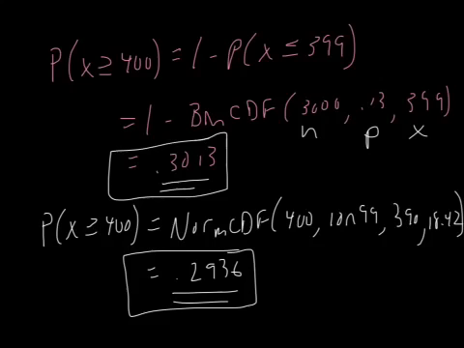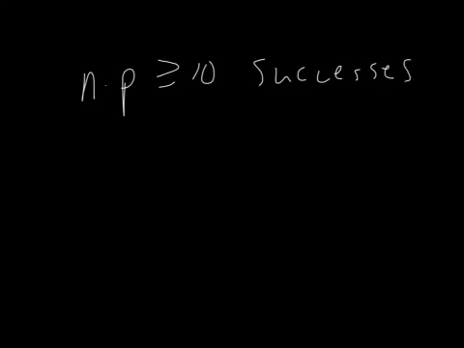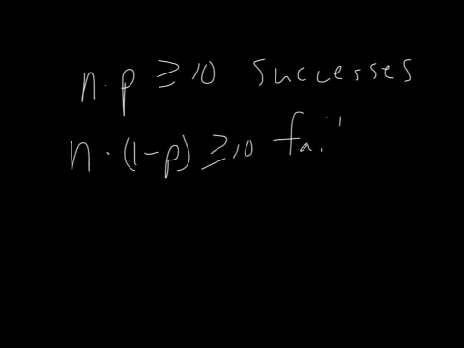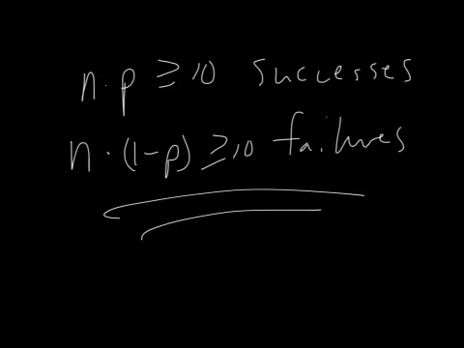And remember, the key piece is you have to expect at least, sorry, I cut myself off there, 10 successes. p is our probability of success. And 10 failures. This is a must before you use the normal model. If you don't expect this, then it's not appropriate to approximate the binomial with the normal if you don't have these two conditions.